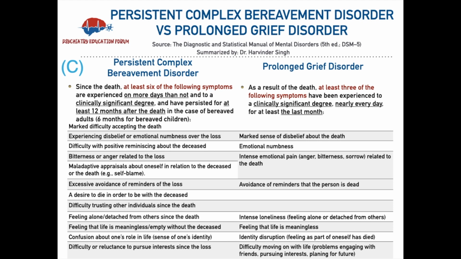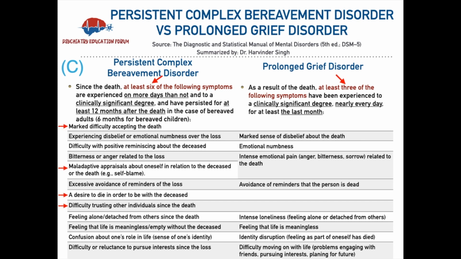Now, the last one is intense loneliness, feeling alone or detached from others, which is also very similar to PCBD criteria of feeling alone or detached from others since death. So these are the chosen symptoms in this category C for prolonged grief disorder. Now let's see what's the difference here in this section C.